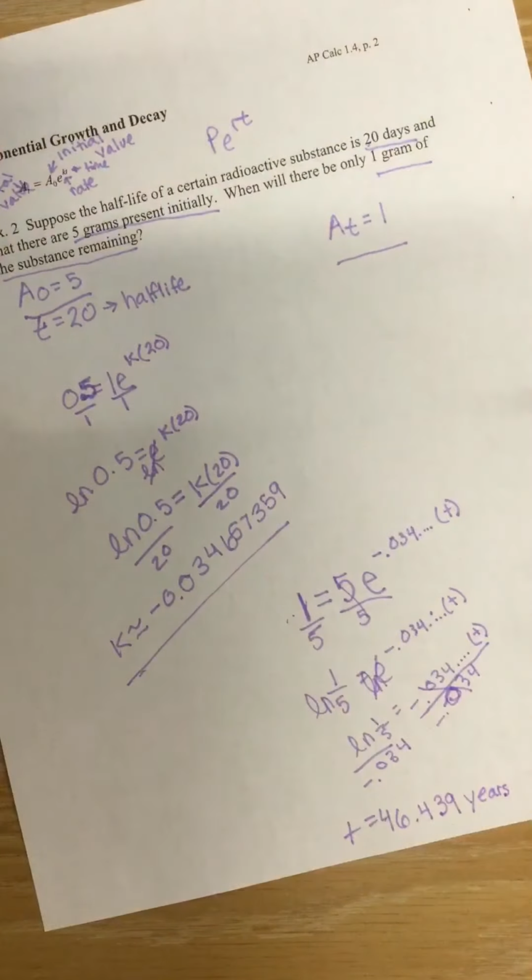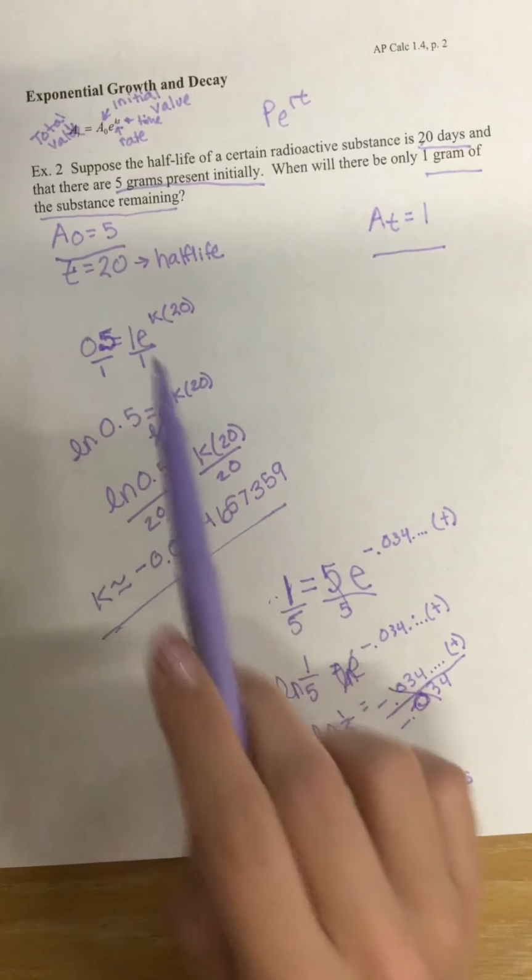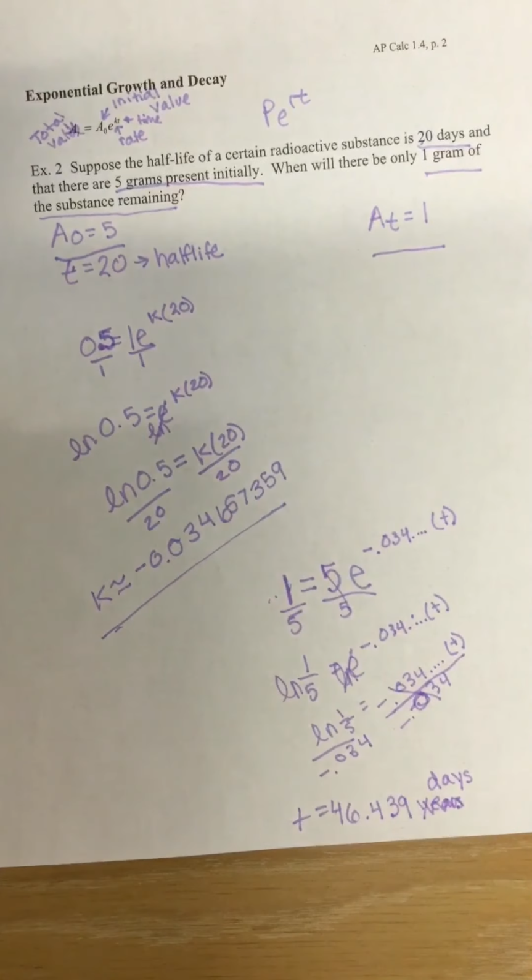So for these half-life questions, the most important thing is to just set up your half-life as 0.5 e and then set up your time to solve for that rate, and then you can plug in your initial and your final values.